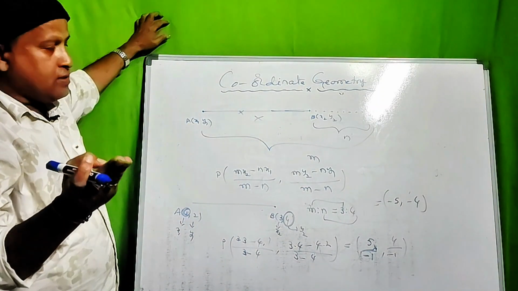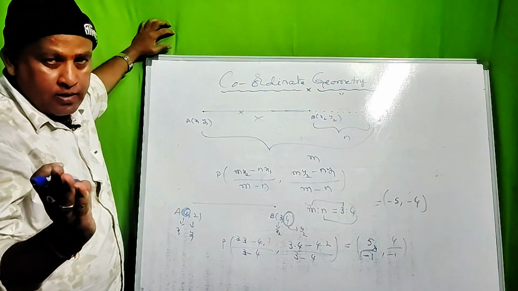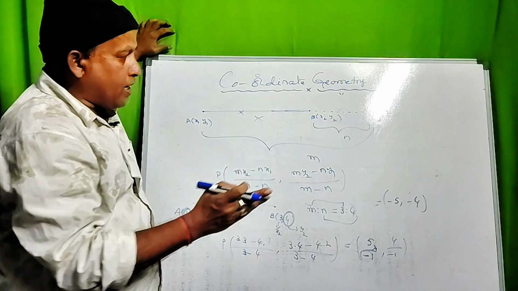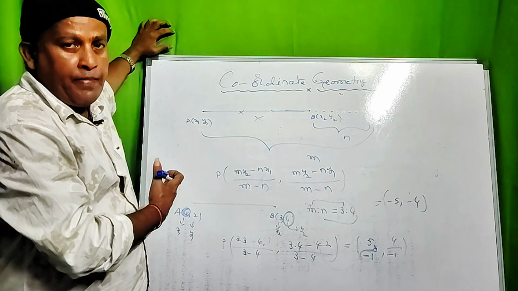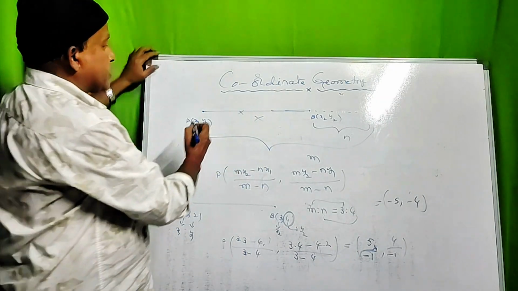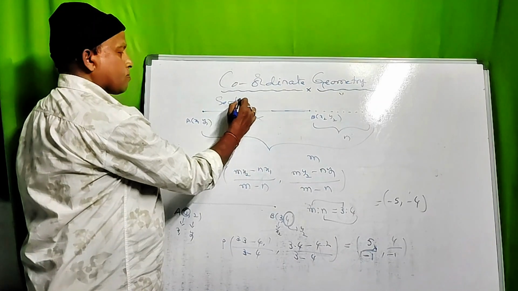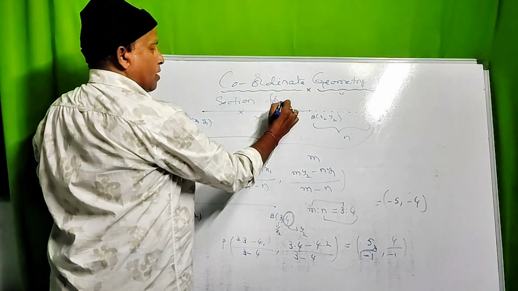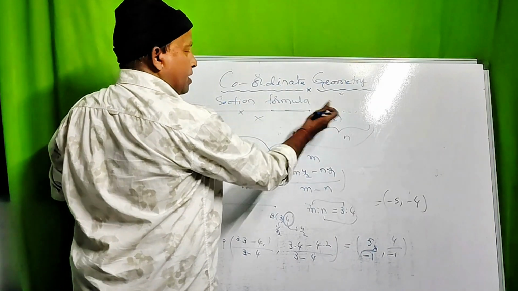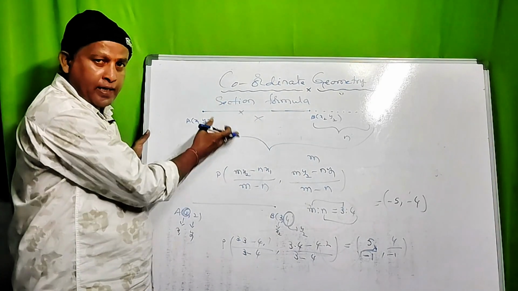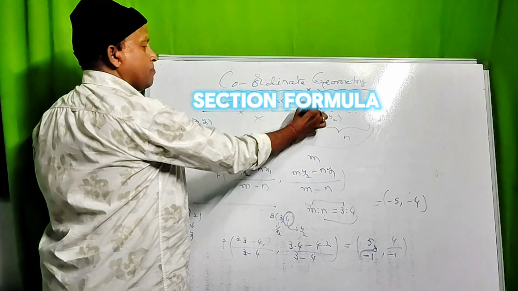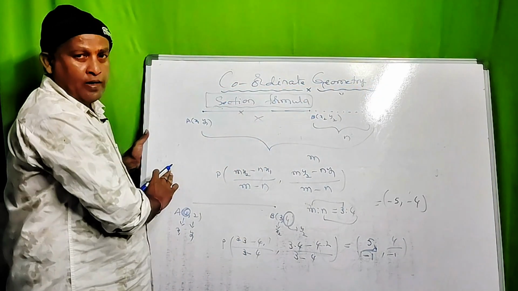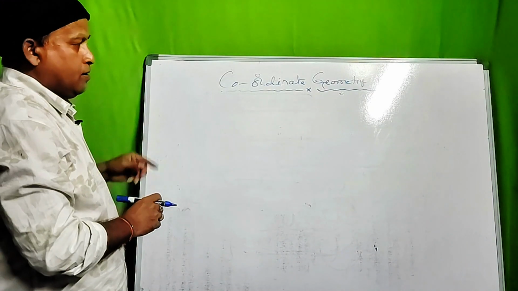We learned first the distance between two points. After that, we used to discuss the midpoint. And the next is nothing but what? The section formula. It may be external or internal. These two together are included in the section formula. Right? It's the last formula, I think.